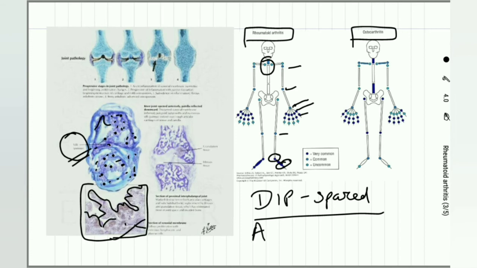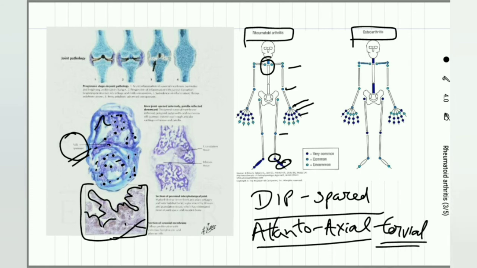In the axial part, only the atlantoaxial joint is involved. The atlantoaxial joint is involved in the cervical region. So mostly the cervical vertebrae are involved, which causes further disease manifestations that we will learn just now.